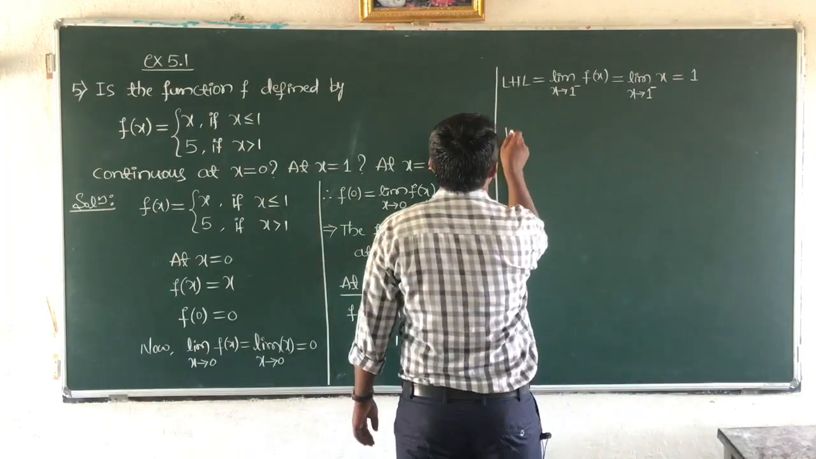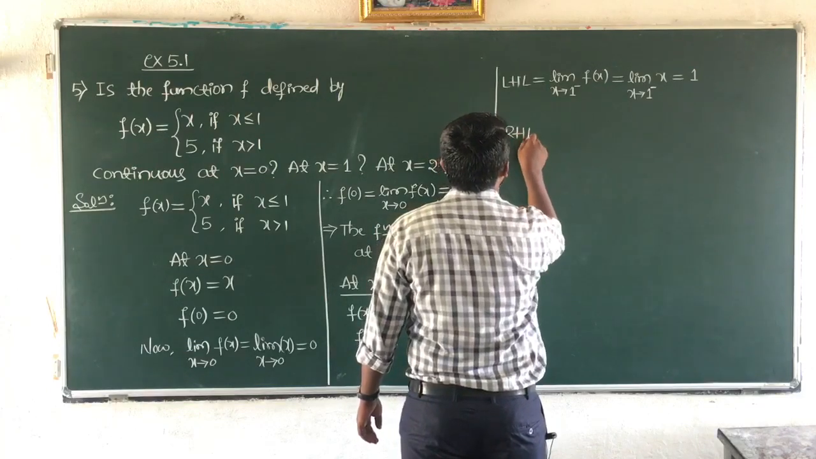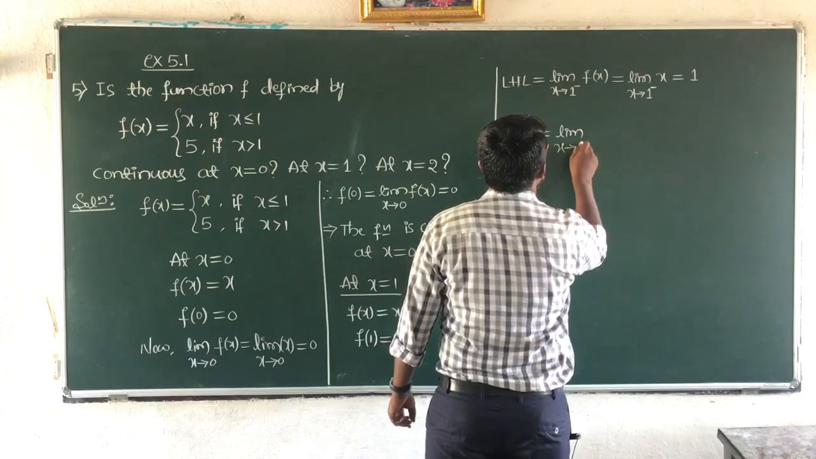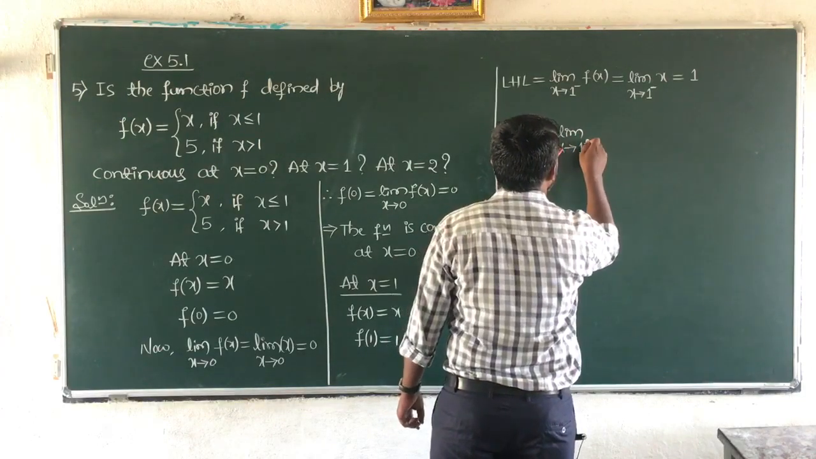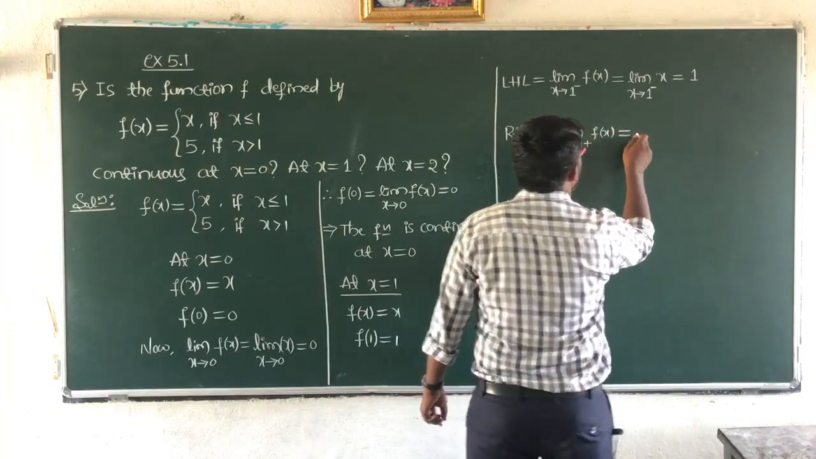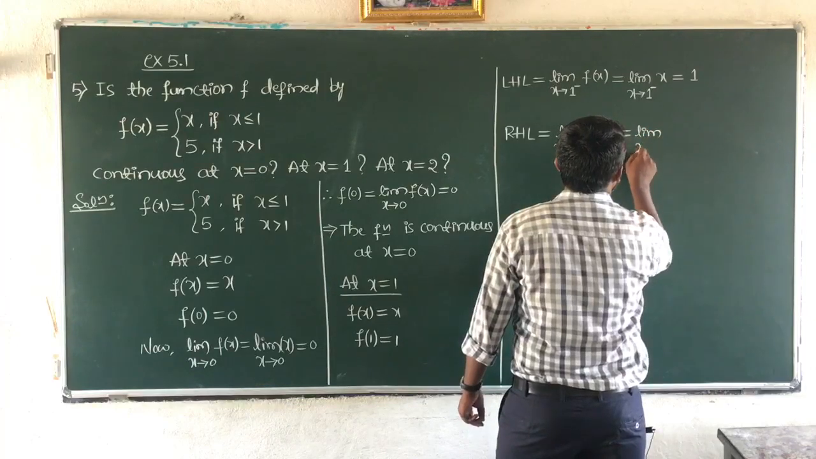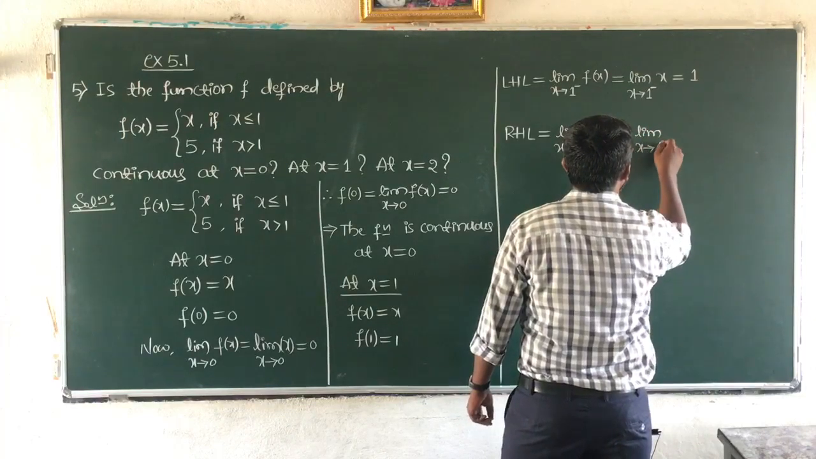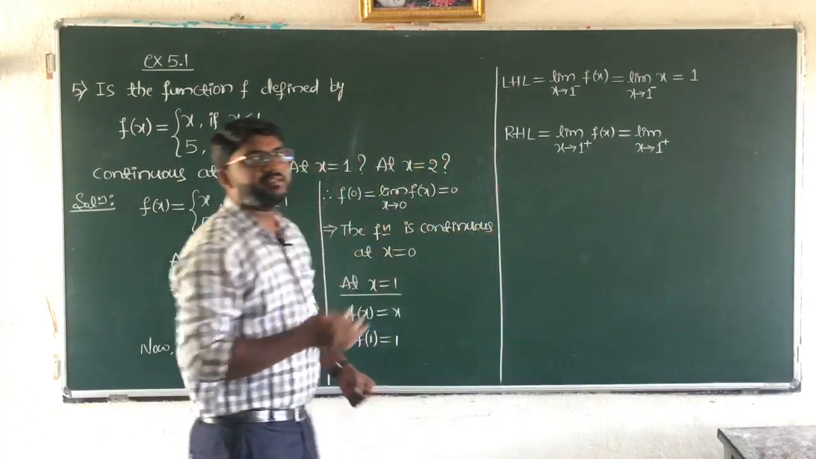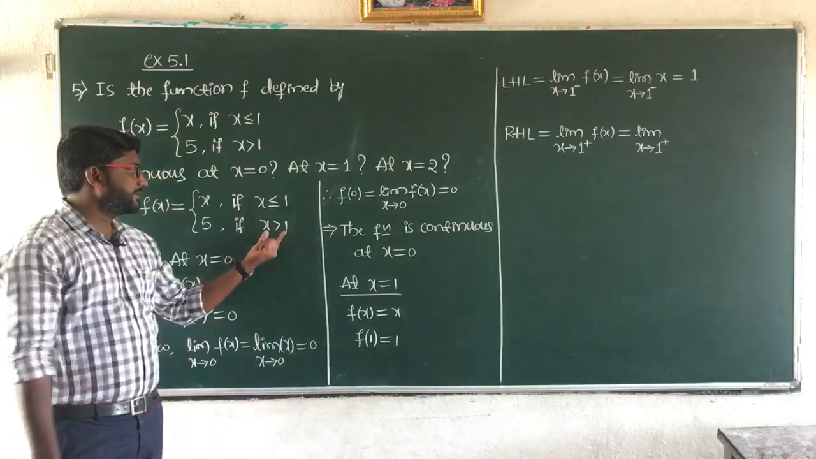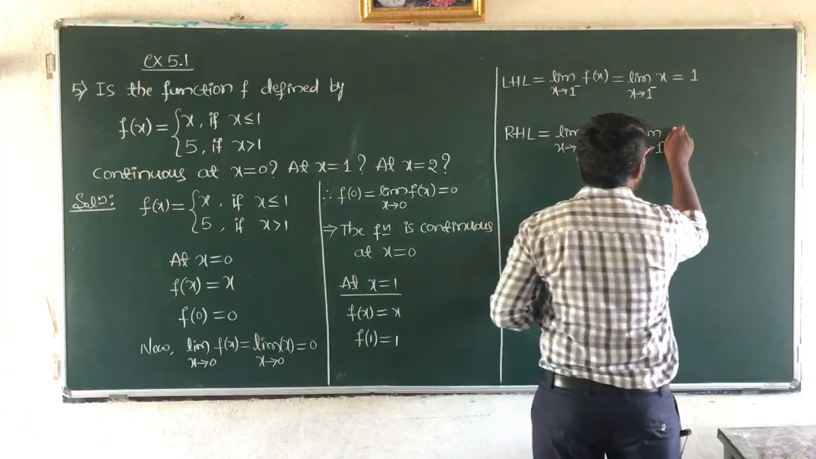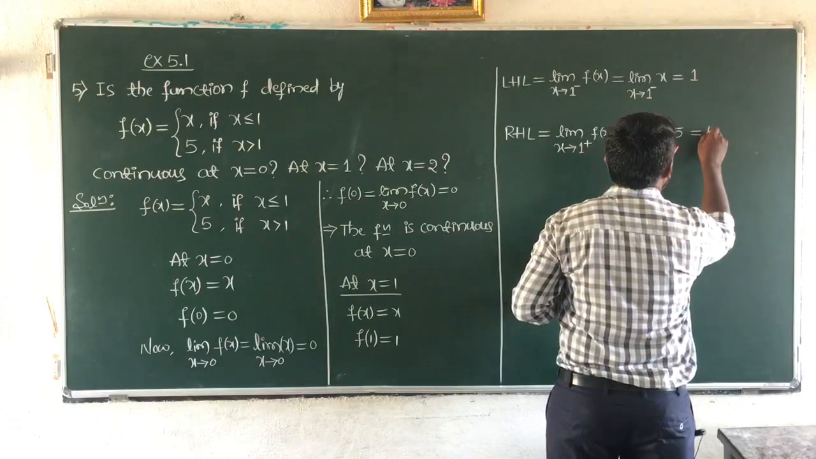So now I will have to go for the right hand limit. RHL is equal to limit x tends to 1 plus of f of x. 1 plus means it is greater than 1. For x greater than 1, the function is 5. So the function is 5 here, which is equal to 5.